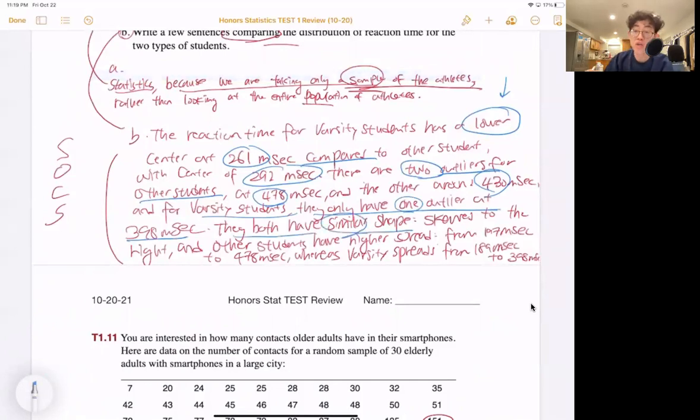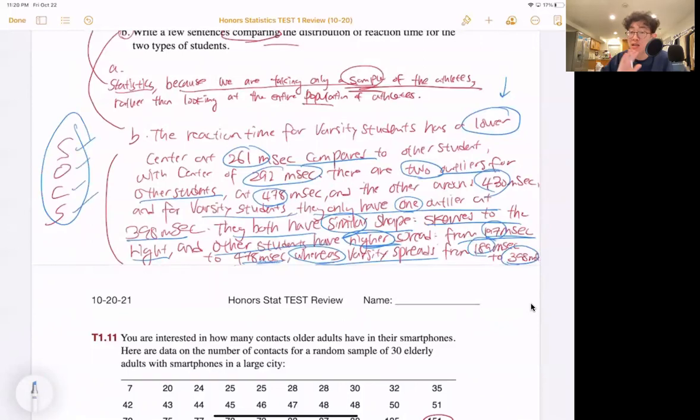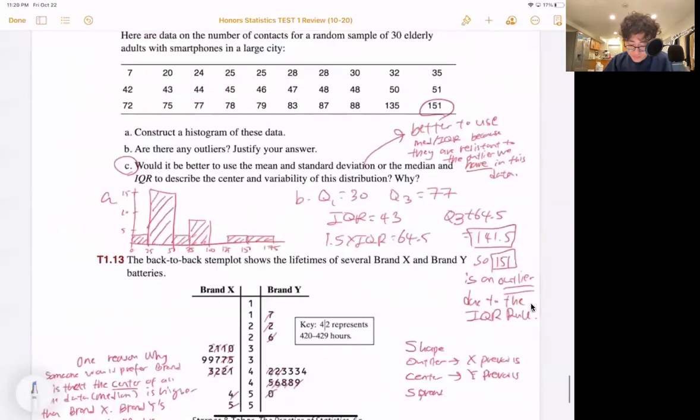They both have a similar shape. Again, comparison words. They're both skewed to the right. Other students have a higher spread. Comparison words. From 197, numbers. Give me the data to support your argument. To 478. Always give me the intervals of numbers, like from this to that, minimum to maximum, whereas varsity spreads from 189 to 198. I mentioned all of these components: outlier, shape, center, spread. You've got to mention everything.